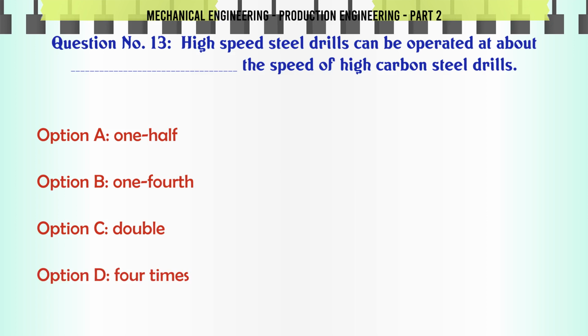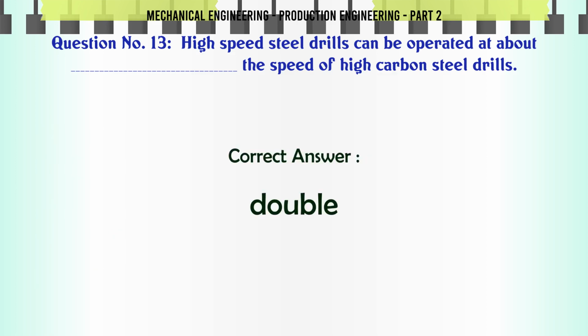High-speed steel drills can be operated at about what times the speed of high-carbon steel drills? A. 1/2. B. 1/4. C. Double. D. 4 times. The correct answer is double.